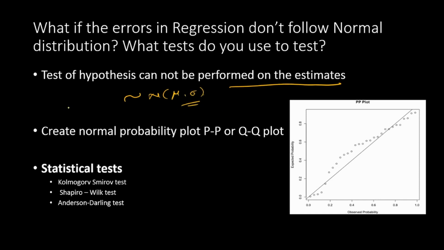So if there is no normal distribution, then you cannot come up with a 5% or 1% interval and test your parameters with your p and t values. All these things are related to normal distribution, so you cannot really do them. So how do you find out whether it's normal or not? The most popular ones are the PP plot, the probability plot, or the quantile plot.